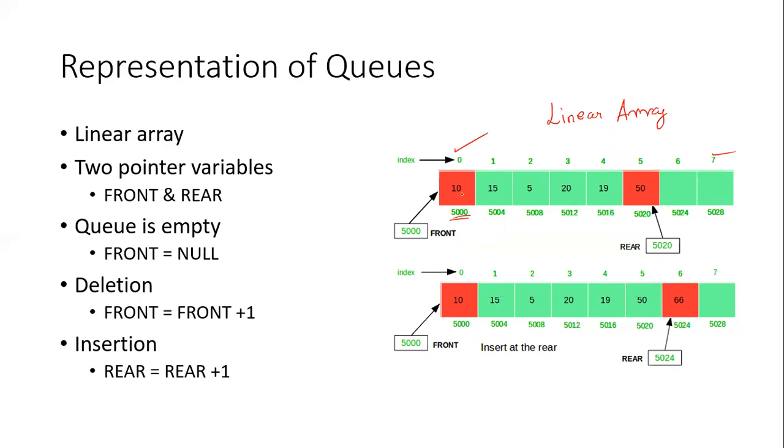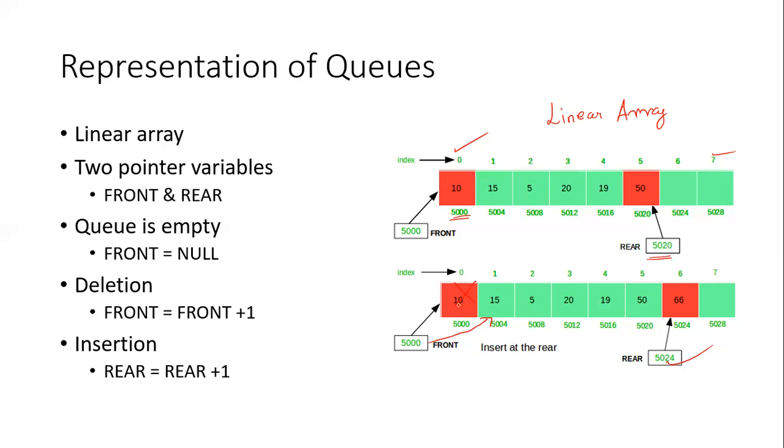And what value is loaded here? 10 is loaded here. And the rear is presently pointing to 5020. When a new value is added to the queue, the rear gets incremented to the next location in memory, that is 5024. Similarly, when the first value of the queue is deleted, front will be advanced to point to 5004, where it will be pointing to 15.